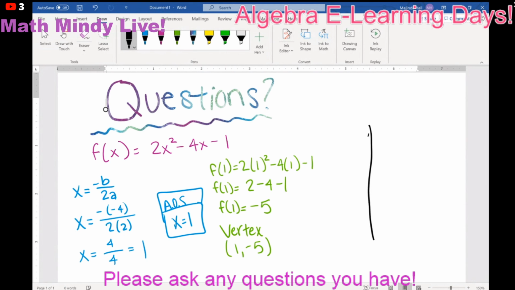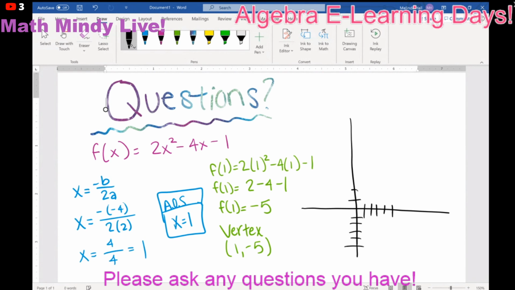And so oops, that was a bad line. And this is going to be a quick sketch, but our axis of symmetry is at x equals 1. And then our vertex is at 1, -5. So that would go right there.